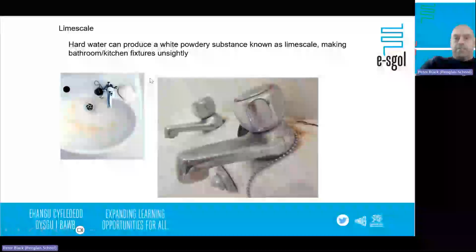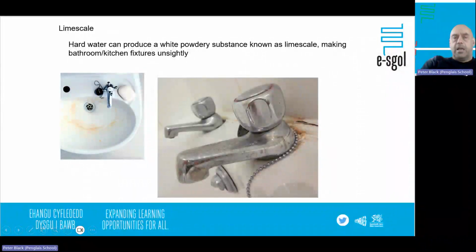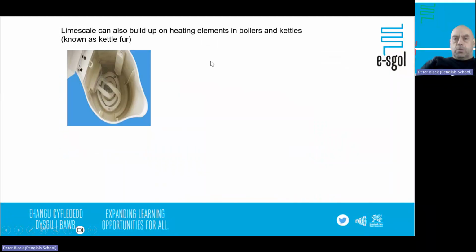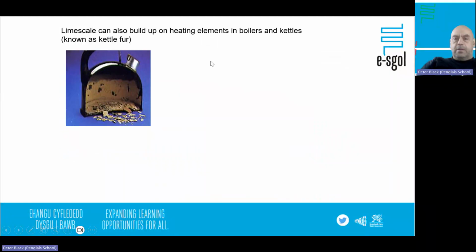Okay, there are other disadvantages as well. You have to get this limescale that can form on surfaces. It's quite unsightly, and you might have to use cleaning agents like Cillit Bang to get rid of that limescale. And it can even have quite bad effects as well, not just unsightly. So you can get something called kettle fur. I'll just scroll back so you can see it there.